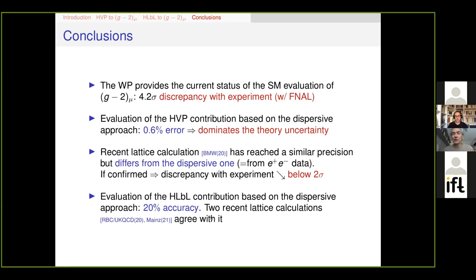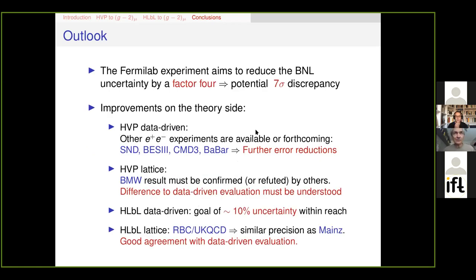I showed you that for the hadronic light-by-light contribution, this new approach which has been developed has allowed us to bring down the uncertainty, even though estimating it very conservatively, to below 20%. And two recent lattice calculations agree with this estimate. Finally, the outlook. You know that the final goal of the Fermilab experiment is to reduce the uncertainty of the previous experiment by a factor of 4. So we could easily reach, if the central value stays put, a 7 sigma discrepancy. So this is very important.